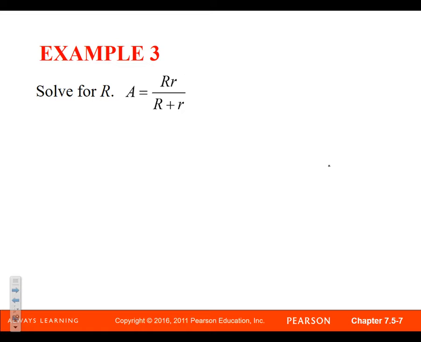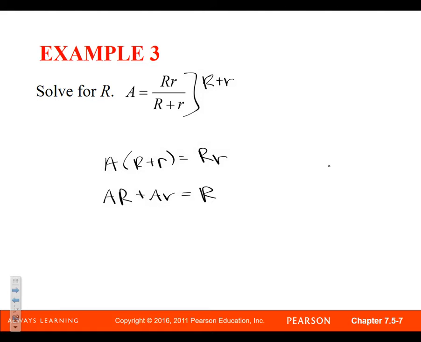Alright. Since the common denominator is big R plus little r, let's go ahead and multiply big R plus little r to both sides. That will give you R times big R plus little r, and that's going to be equal to capital R lowercase r. Capital R lowercase r, right? And let's distribute here. So you've got capital R times R plus R times lowercase r is equal to capital R lowercase r.